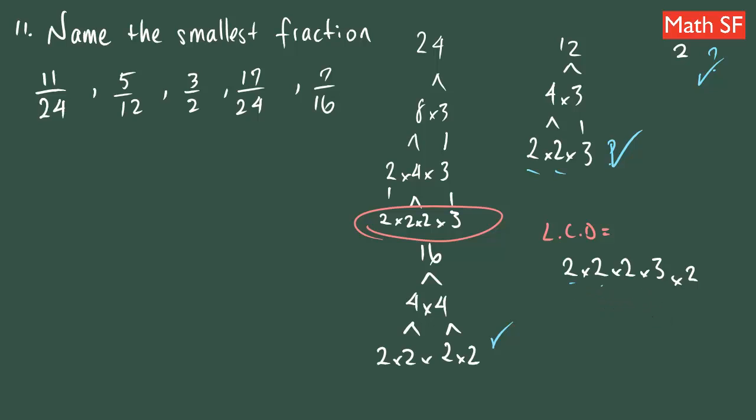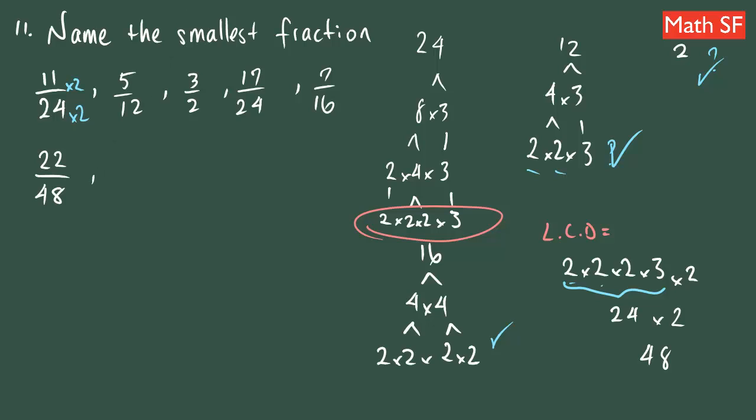Let's recall what 2 times 2 times 2 times 3 was. That was actually the 24. So this was 24 times 2, and 24 times 2 is 48. So your LCD is 48. I need to write every single fraction as an equivalent fraction with denominator 48. So 24 times what will give me 48? 24 times 2. So I put times 2 here, times 2 here. So that's actually a 22 over 48.